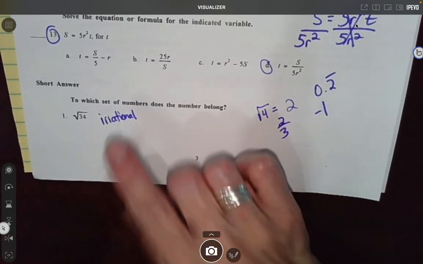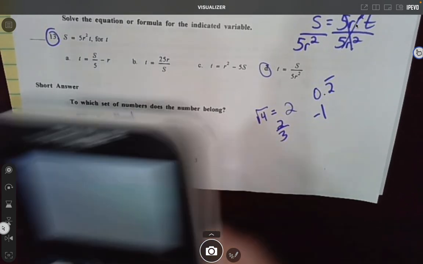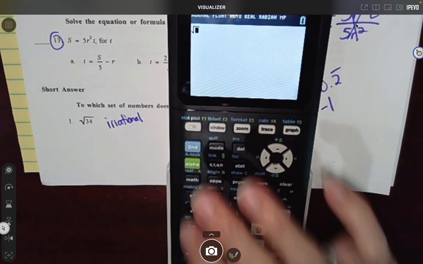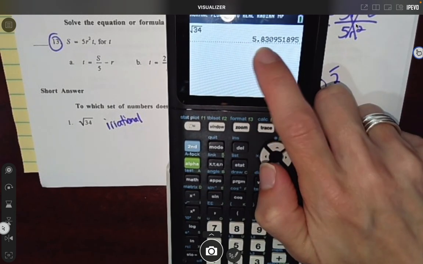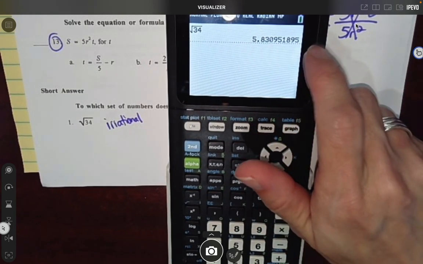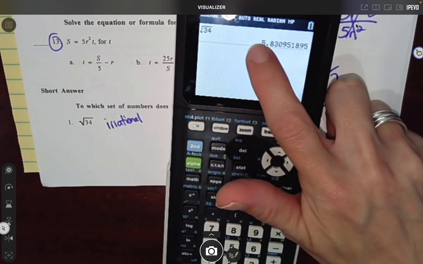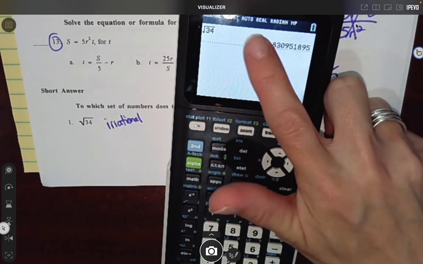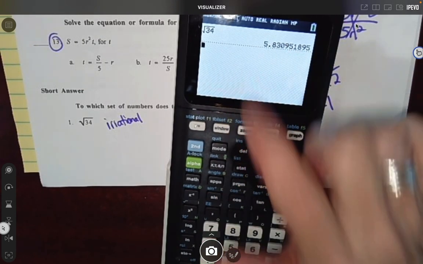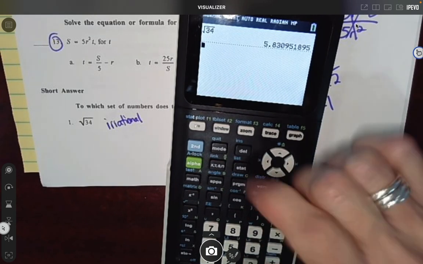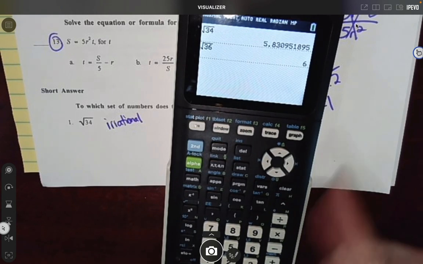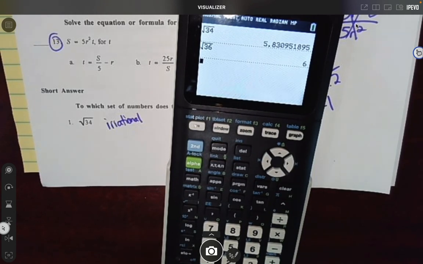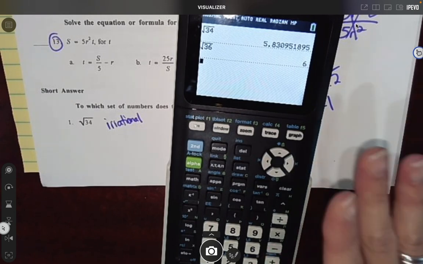So if I type the square root of 34 in my calculator, let's see, the square root of 34. Do you see how it's going and it keeps going? Now my calculator had to stop because there's only so much room. But is it repeating? No, it's going on forever and ever. So it's irrational. Okay? But look, if I did the square root of 36, what does that one do? It ends right there at 6. So that one is rational.